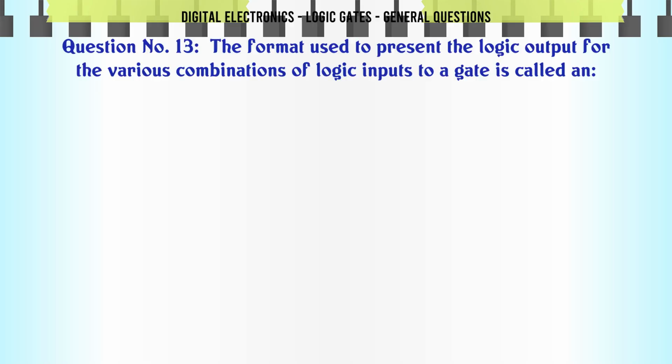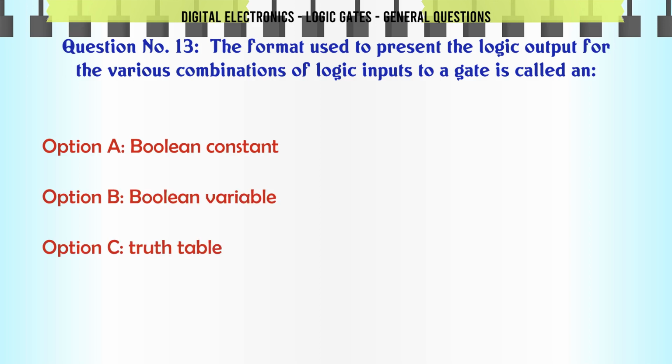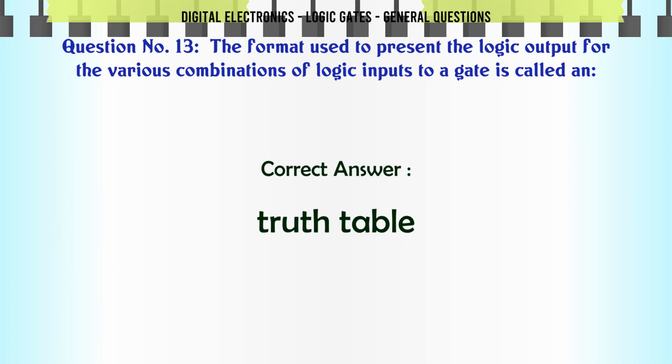The format used to present the logic output for the various combinations of logic inputs to a gate is called an: A) Boolean constant, B) Boolean variable, C) truth table, D) input logic function. The correct answer is truth table.